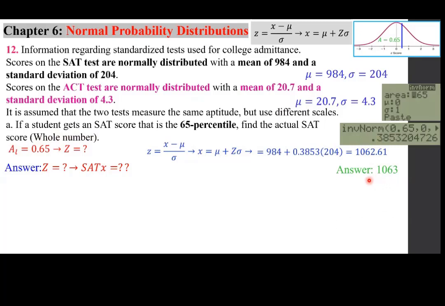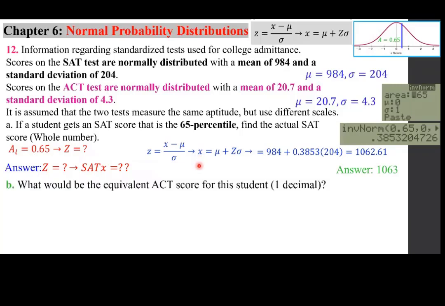So a quick recap: 65th percentile, you come up with the area. From the area, you come up with the z. From the z, you go to the x score. What would be the equivalent ACT score for this student? That means we want the x score for here. So we are going to use the same formula, x equals mu plus z sigma. This time we use this mu and this sigma.